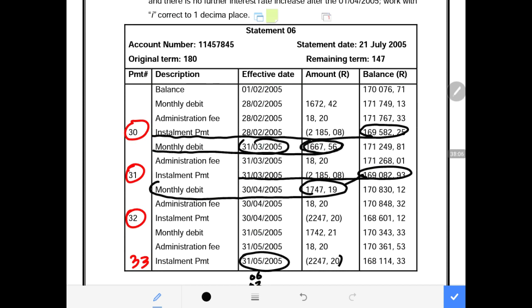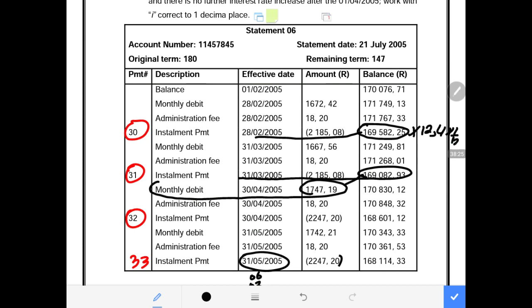But this interest was based on the balance at the end of the previous month. How was that done? Remember, we said balance at the end of the previous month, which is the balance at the end of February. We multiplied this by 12.4, and we multiplied this by 1 over 12 in order for us to get the interest of the following month.